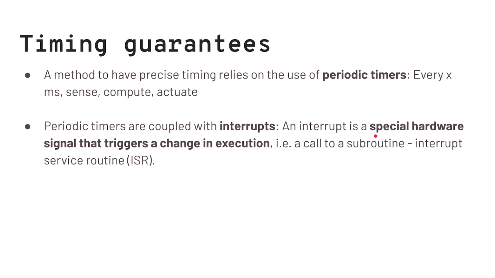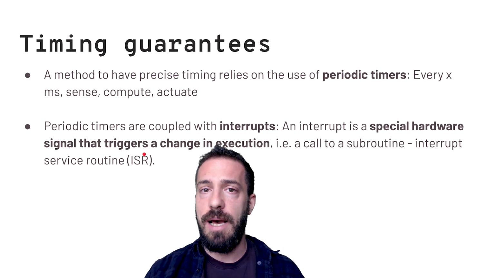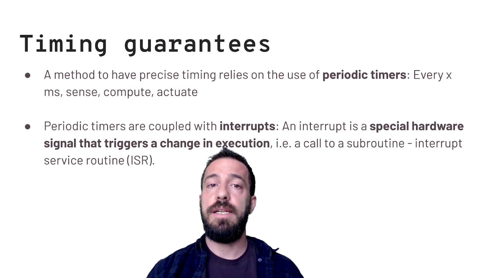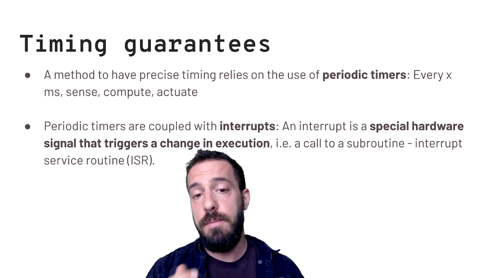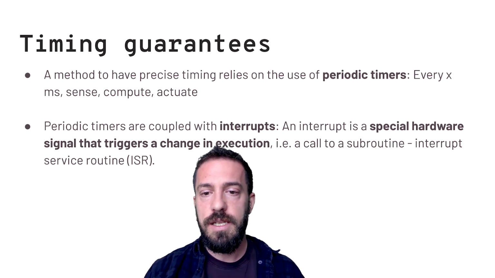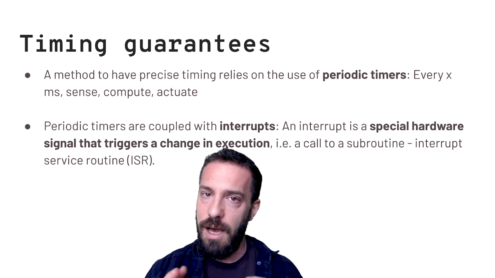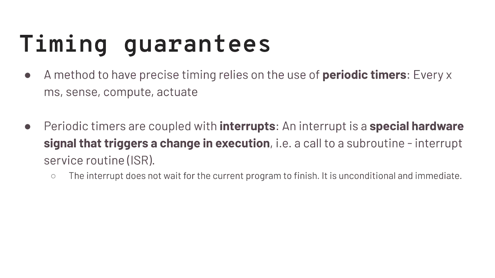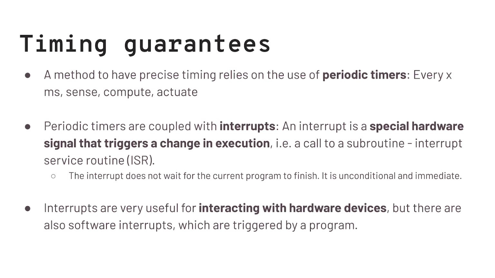An interrupt, as a reminder, is a special hardware signal that triggers a change in execution. So when the time elapses in the timer, an interrupt is triggered at the hardware level, then the system wakes up, does some action, and then maybe goes back to sleep till a new interrupt arrives. So interrupts are special hardware signals that allow you to have this precise timing. And the interrupt will not wait for the program to finish. It's unconditional and immediate.